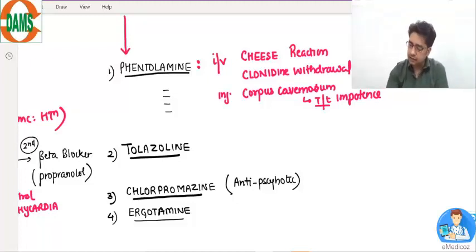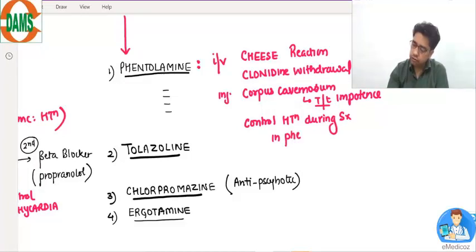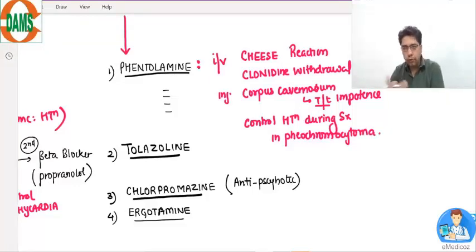And lastly, it is given to control hypertension during surgery in pheochromocytoma. During surgery, because of its rapid and reversible action, we can use phentolamine to control hypertension. But if a question comes, the drug of choice for pheochromocytoma is phenoxybenzamine.